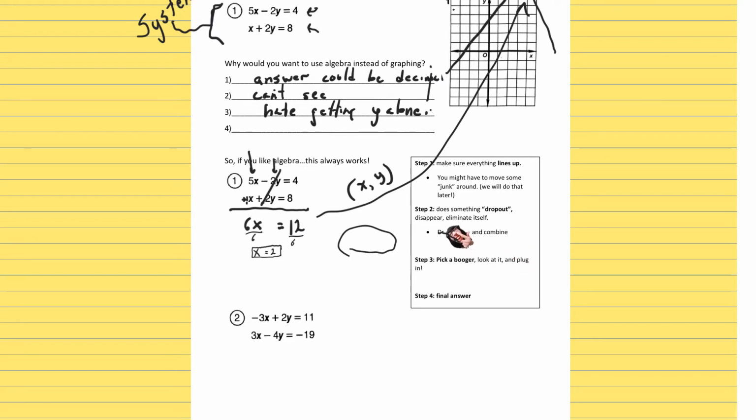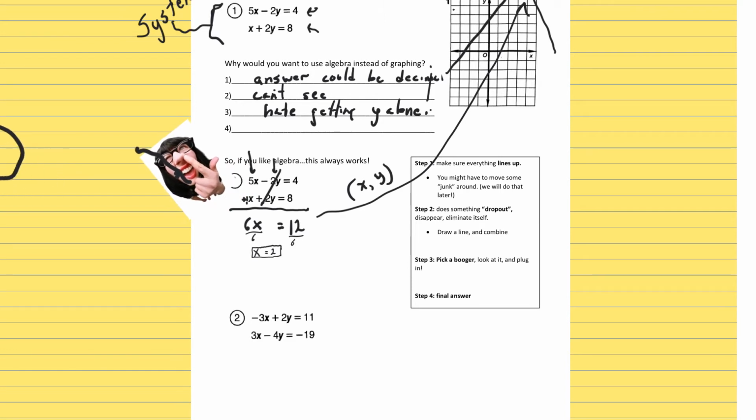So what happens is, it's disgusting, but it's true. We need to pick a booger, meaning we need to pick either one of these equations and plug this into it. I don't care which one. When you're picking, it's nasty, so it doesn't matter which one. That's why we're calling it pick a booger. Just pick one of the equations because both of them work.